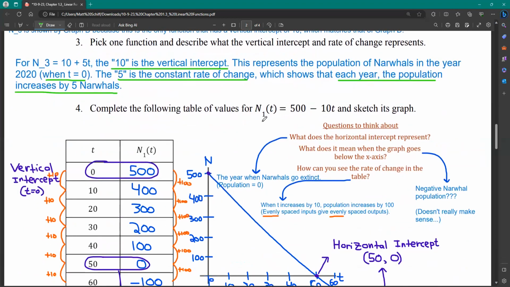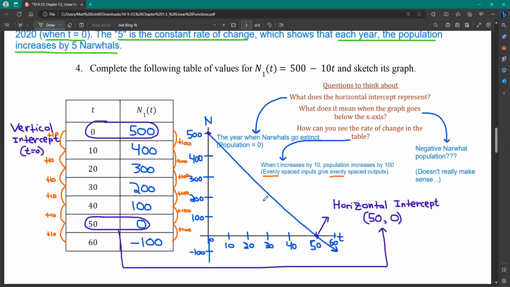Let's take a closer look at the first function, N1 of t. So a lot of information here. You fill out a table of values by substituting in these t values, and you should expect a linear graph, or a graph that is a straight line. It's decreasing because losing 10 narwhals every year would cause a decreasing graph. So the population gets smaller and smaller. So what is the purpose of sketching this graph? Well, notice that I sketched the graph so that it goes below the t-axis. So we are now in the negative narwhal population.